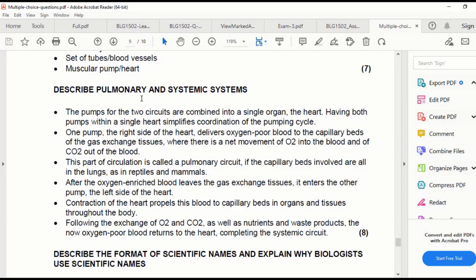So one pump on the right side of the heart delivers oxygen-poor blood to the capillary beds of the gas exchange tissues, where there's a net movement of oxygen into the blood and carbon dioxide out of the blood. We know that the oxygen has to be breathed in. The carbon dioxide is the one that has to be excreted out. This part of circulation is called the pulmonary circuit.